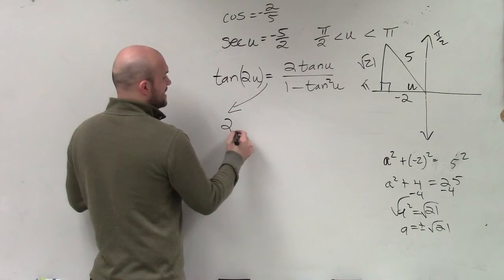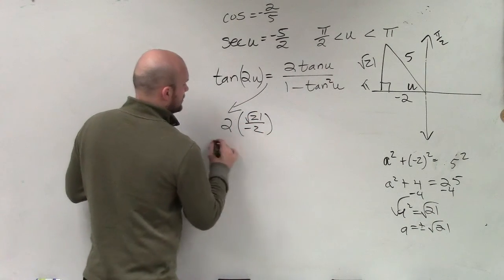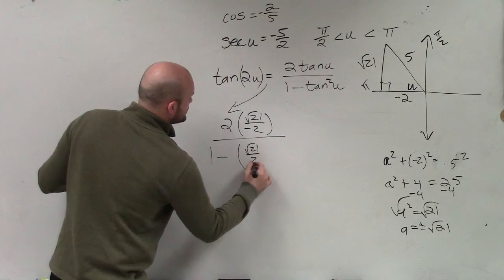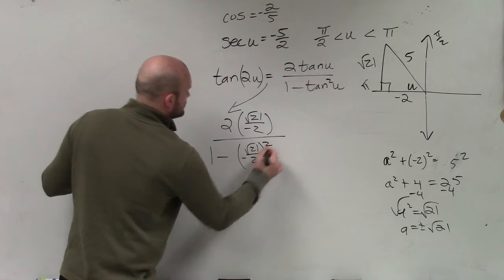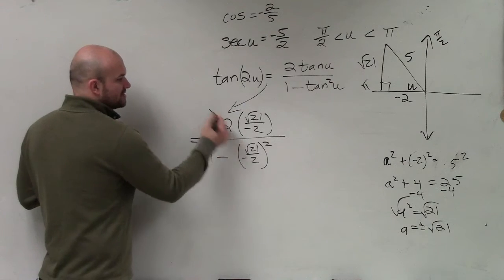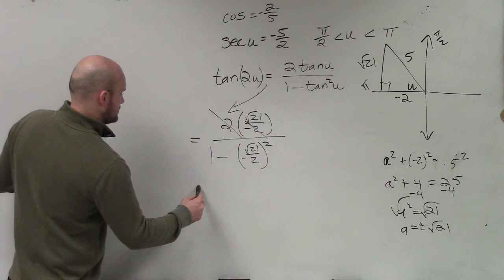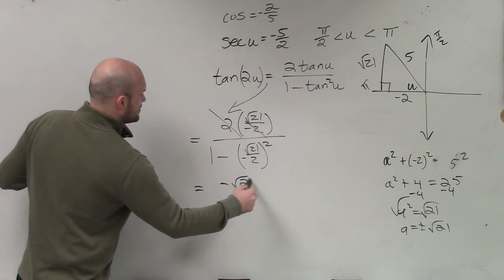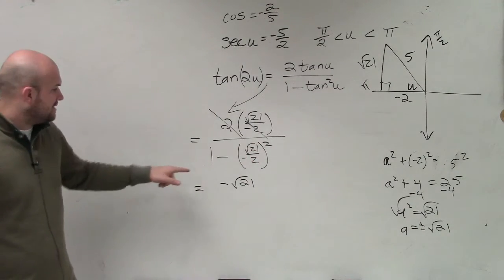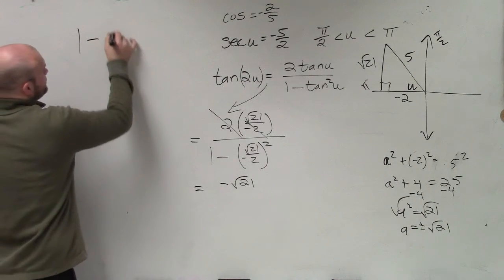So I have 2 times opposite, square root of 21 over negative 2, divided by 1 minus the square root of 21 over negative 2, squared. Well, these are obviously going to divide into 1, leave me with the negative square root of 21 on the top. Does everybody see what happened there? That's a whole number. That's a negative 2 in the denominator. And then over here, I'm actually going to do the work over here.